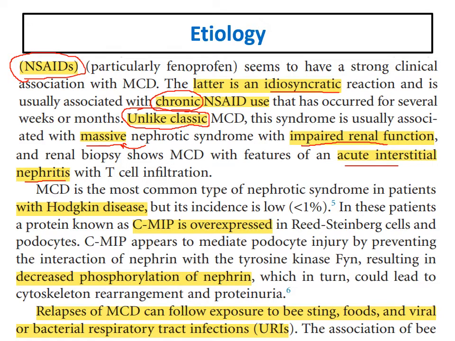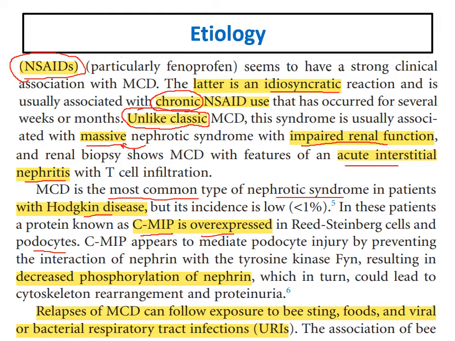What about Hodgkin disease? Minimal change is the most common type of nephrotic syndrome in patients with Hodgkin disease. This is an important note. What is the pathogenesis? What happens in Hodgkin patients causing minimal change? It is proposed that a protein called c-MAF-inducing protein is overexpressed in Reed-Sternberg cells and in podocytes.